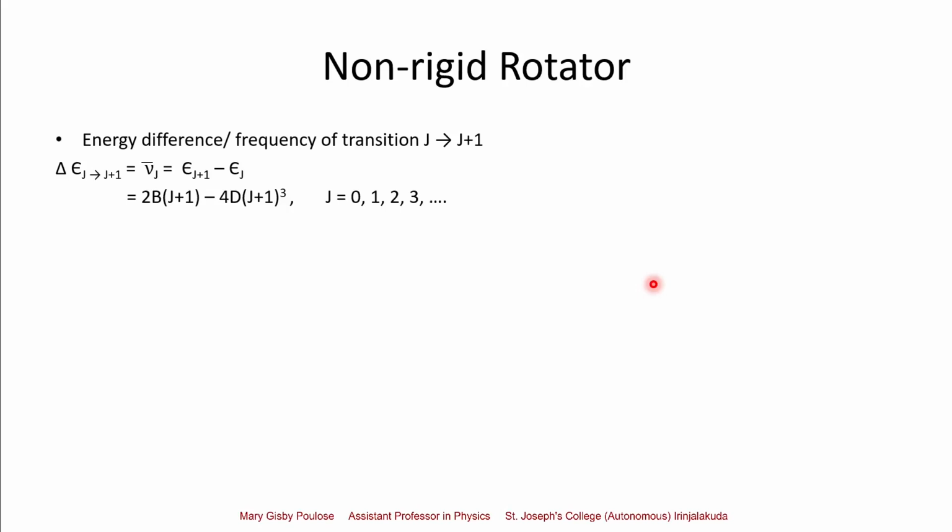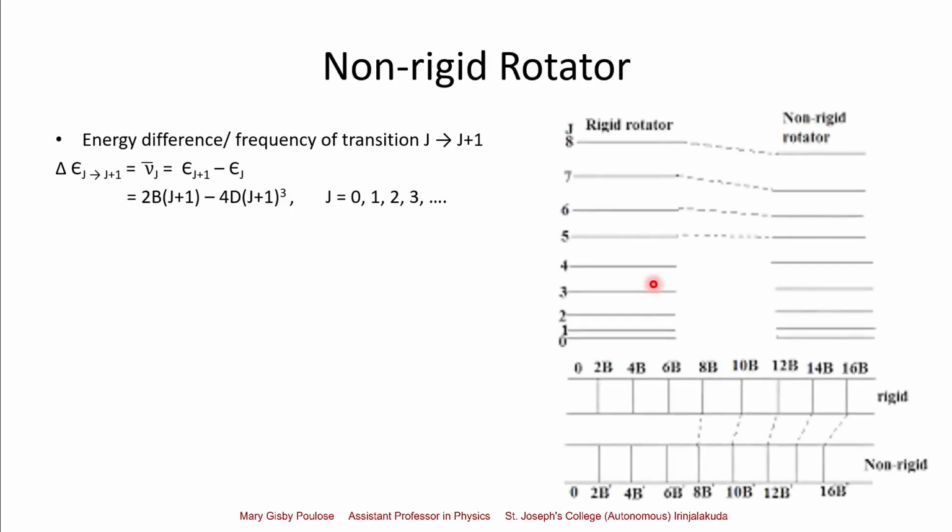Here, B is the rotational constant, J is the rotational quantum number having integral values 0, 1, 2, 3, etc. and D is the centrifugal constant. By drawing the energy levels according to this equation, we see that for the non-rigid rotator, the energy levels are decreased. It is due to this term minus 4D (J plus 1) whole cube. So these energy levels are lowered, and because of that, the spectral lines of the non-rigid rotator are shifted. That is, the 2B spacing is reduced.